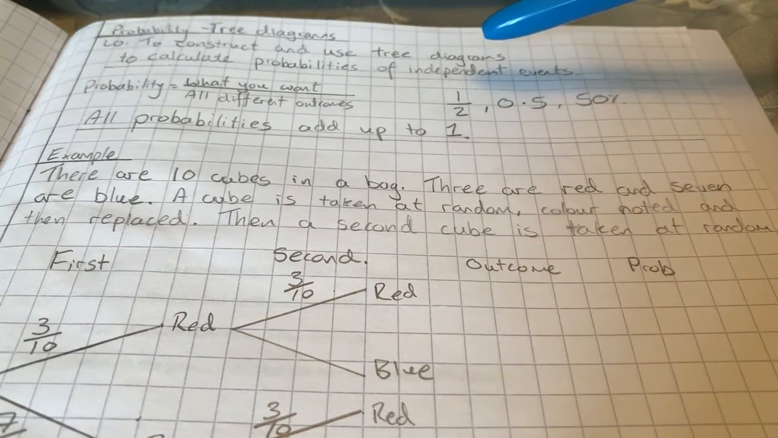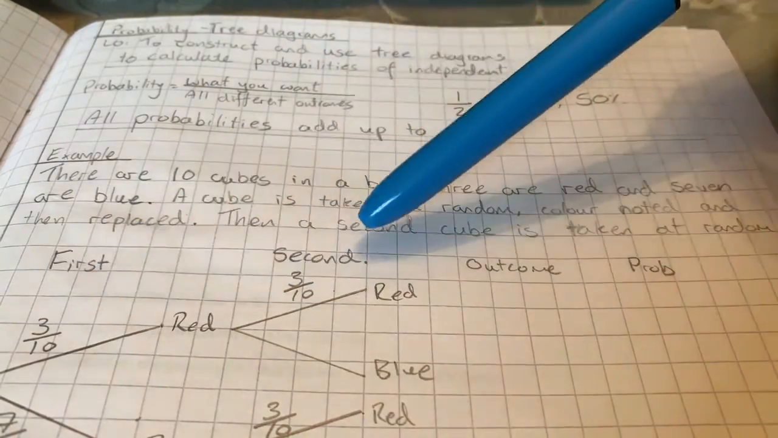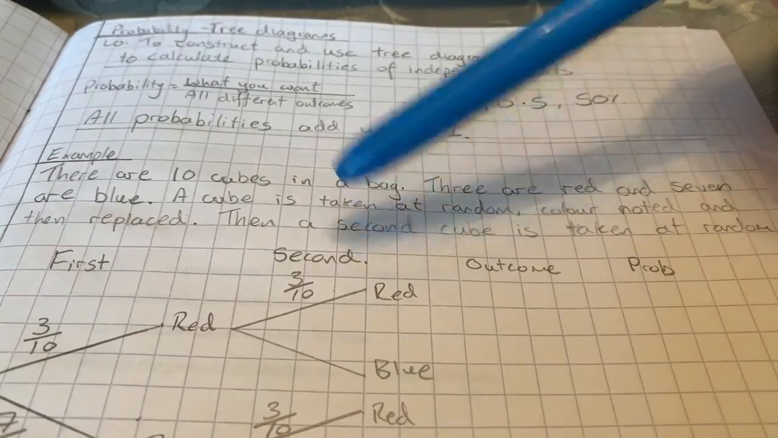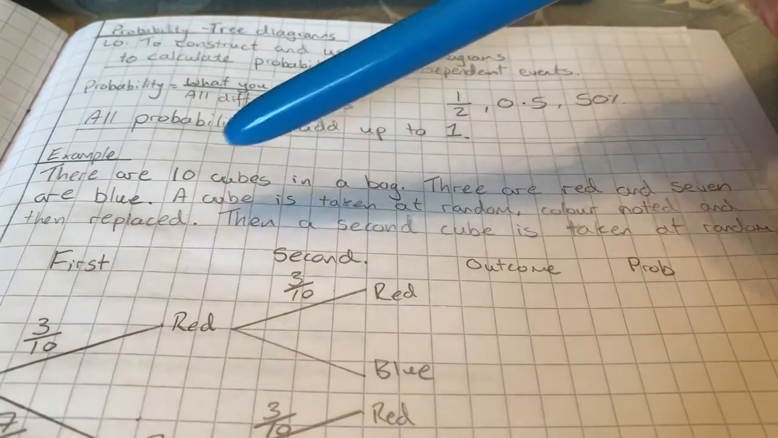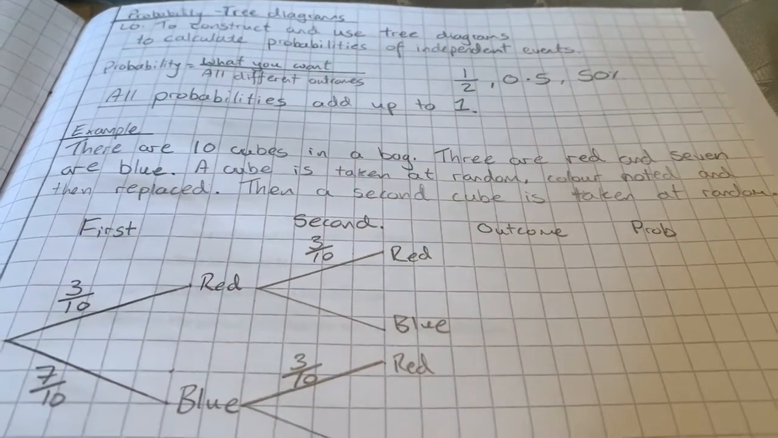Now it says independent events, so what that means is the event first taking happens has no effect on the second take happening. Dependent is when it's not replaced, but we're doing replacing cubes here, replacing the item.